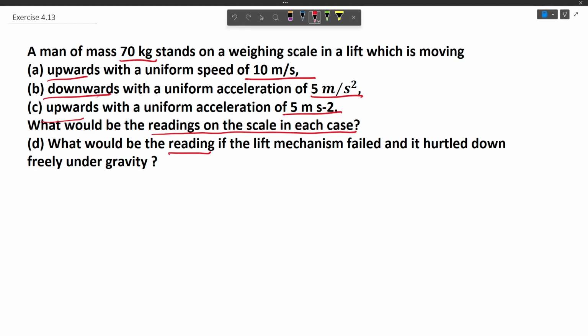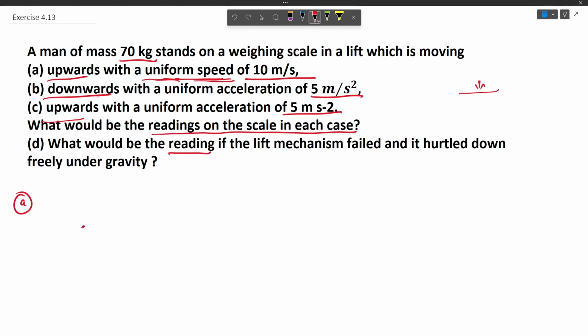So basically the reading on the weighing scale is nothing but the force applied by the man on the ground or on the weighing scale. So let us proceed with the free body diagram in all the cases. So in the first case, since the body is traveling with uniform speed, the net force on the body must be 0.